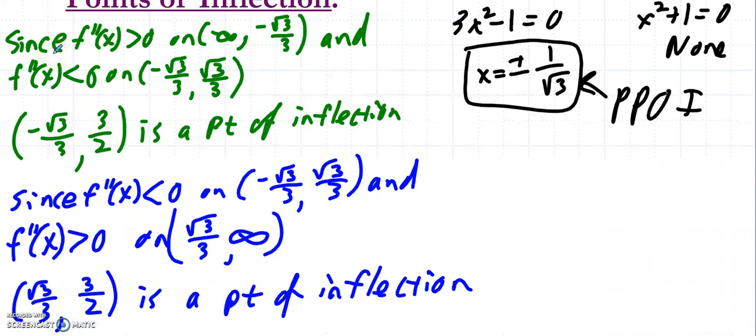Here we ended up with actually 2 points of inflection. Those are at negative root 3 over 3 comma 3/2 and root 3 over 3 comma 3/2. So I answered my problem in the context of the problem using my derivative speak. Since f double prime of x is greater than 0 on negative infinity to negative root 3 over 3, and f double prime of x is less than 0 on negative root 3 over 3 to root 3 over 3, negative root 3 over 3 comma 3/2 is a point of inflection. Since f double prime of x is less than 0 on negative root 3 over 3 to root 3 over 3, and f double prime of x is greater than 0 on root 3 over 3 to infinity, the point root 3 over 3 comma 3/2 is a point of inflection.